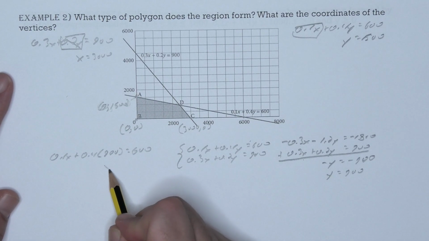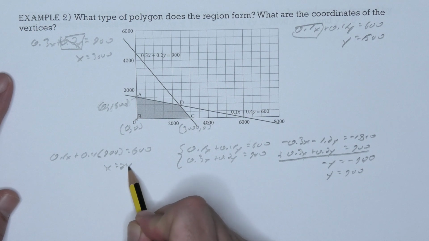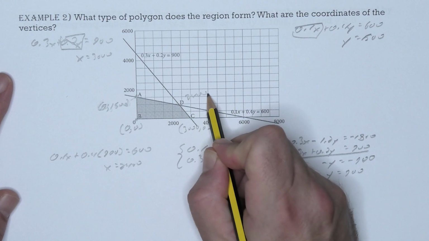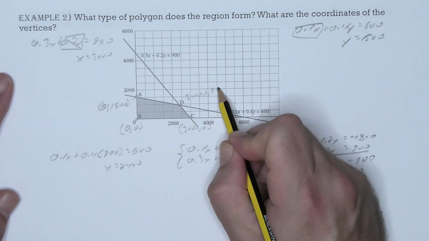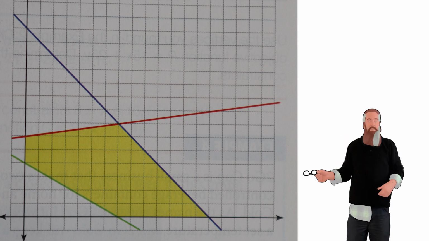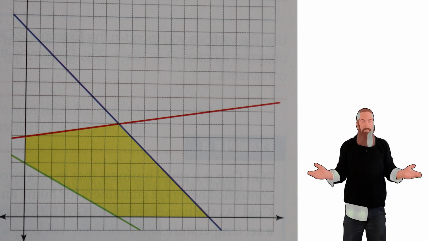By solving this, we will find that x is equal to 2,400. That means point D is located at (2,400, 900). Examine this randomly determined polygon region in the first quadrant formed by 4 inequalities.